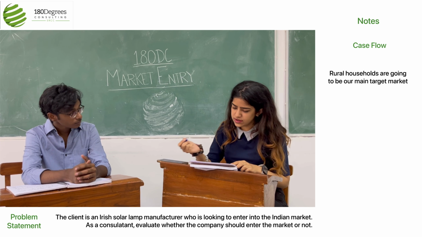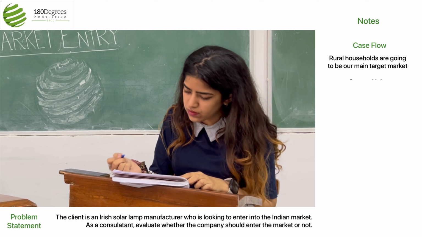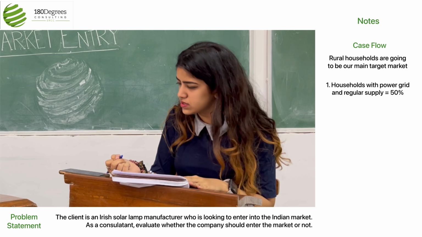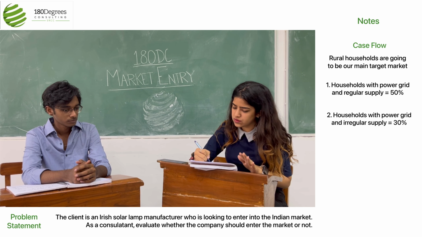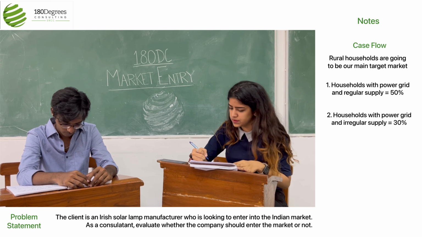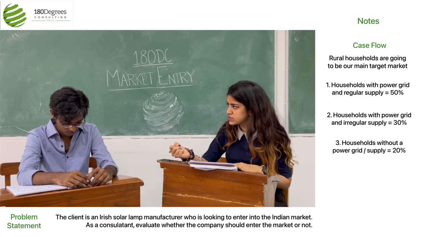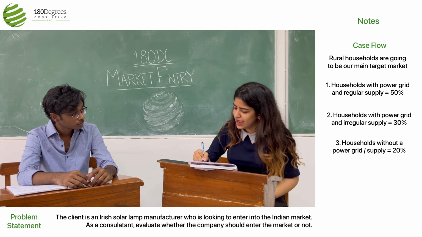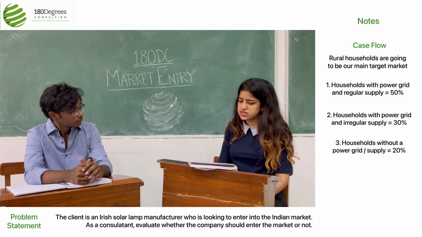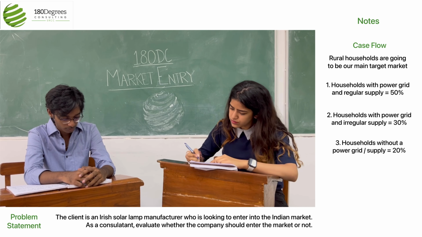Moving further, I will divide the rural households into 3 categories. First will be households with a power grid and regular supply, and I'm considering it to be 50%. Okay. Secondly would be households with a power grid but irregular supply, and I will be taking that as 30%. And third, I will be taking households without a power grid, and that will be 20%. Okay. Is my assumption correct? Yeah, you can definitely go ahead with this assumption.